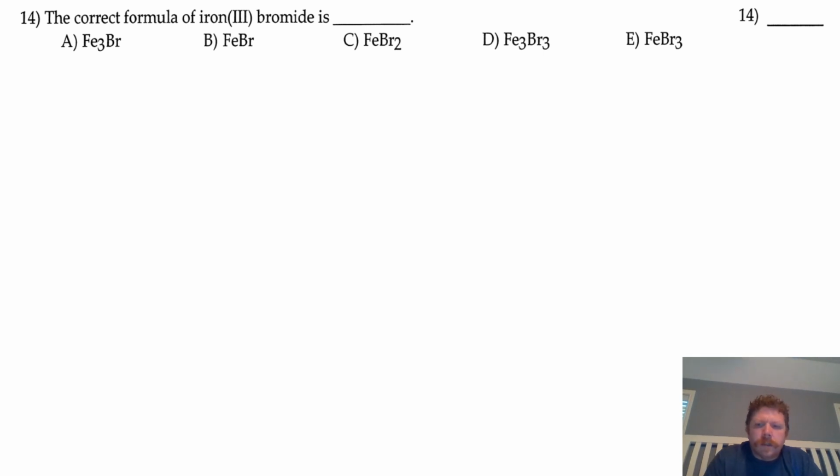Question number 14 is a nice nomenclature question, very similar to question number 13, but in the opposite direction. What we're looking for is the formula for the ionic compound that is iron 3 bromide. In order to answer this, you have to be able to place bromide on the periodic table. Bromide is a halogen, and it will very easily ionize to Br minus plus a single electron. So you're looking for Br minus, a single negative charge.